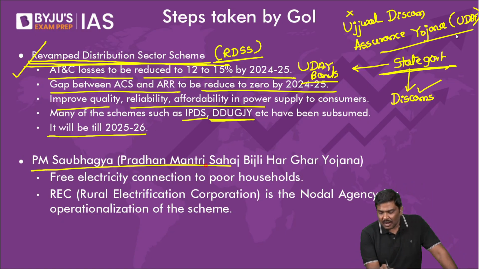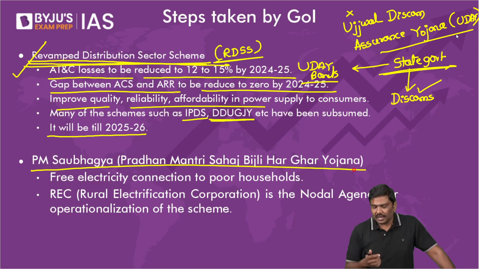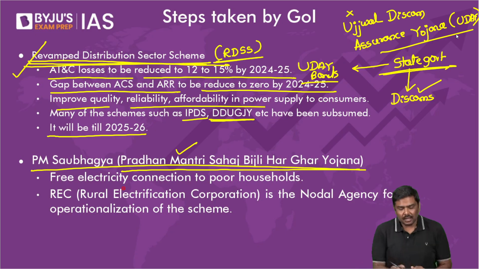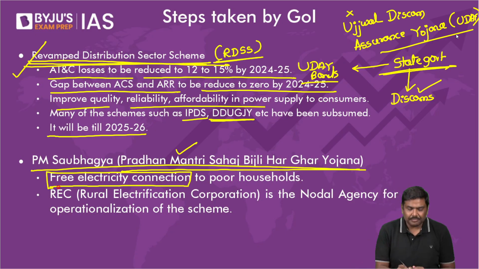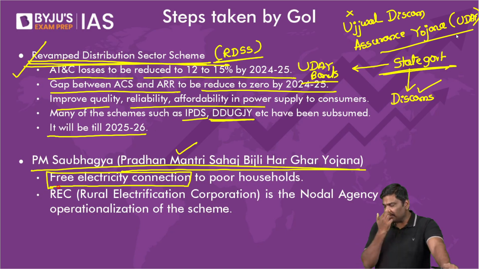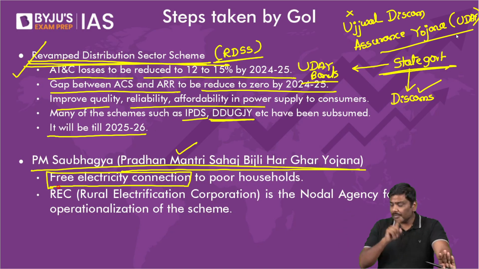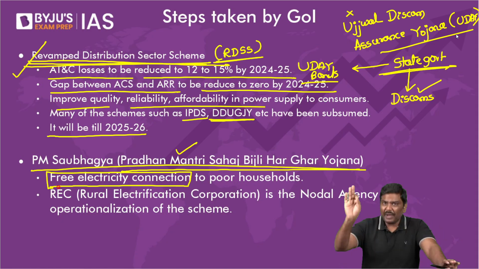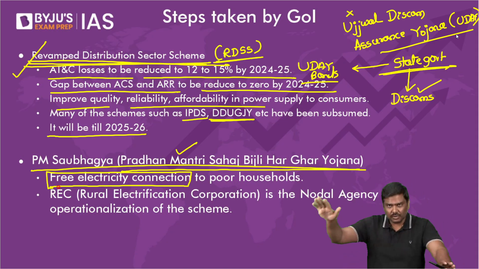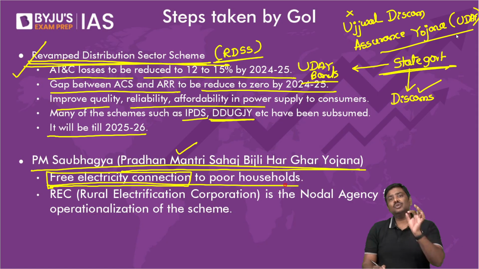So this is the first reform, RDSS. Second reform, PM Saubhagya Yojana, Pradhan Mantri Sahaj Bijli Har Ghar Yojana. Under PM Saubhagya, the government will provide free electricity connection to identified households. The argument of the Government of India was that many houses will not be able to afford the charges to get an electricity connection. So the Government of India said, under Pradhan Mantri Sahaj Bijli Har Ghar Yojana, we will identify the houses which require assistance and provide free electricity connection to such houses.